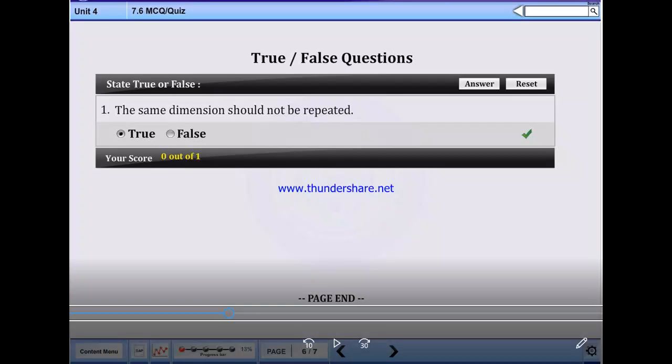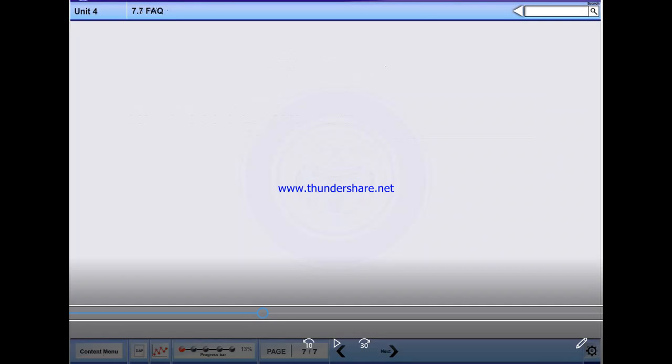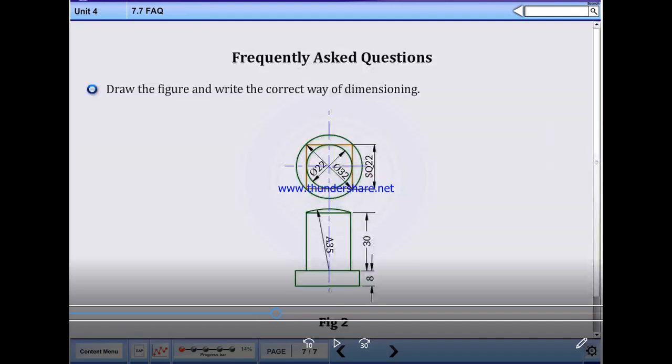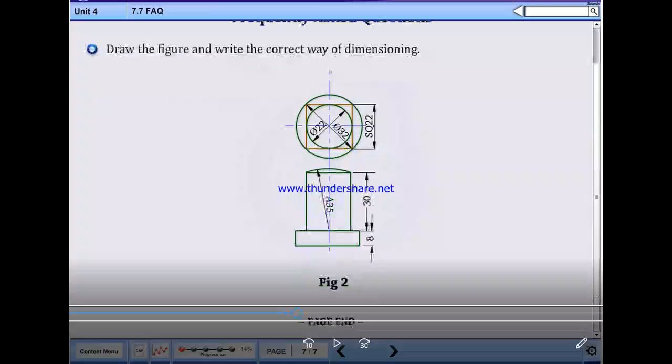Here is one of the true or false questions. The same dimension should not be repeated. Yes, it is true. See some frequently asked questions. You note down all these because these are all examination point of view questions. Redraw the figure and write the correct way of representation, dimensioning.